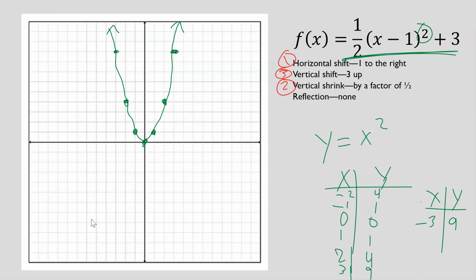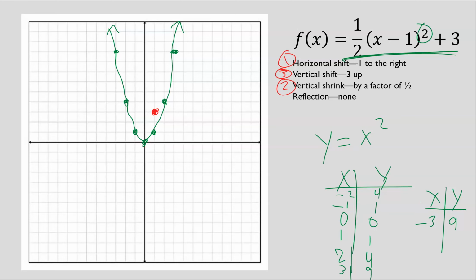So let's start with the point 0, 0. The horizontal shift is going to put me here. Shrinking it by a factor of 1/2, well, 0 times 1/2 is 0, so that doesn't move it at all. And then I'm going to move 3 units up. 1, 2, 3 puts me right there. Okay.